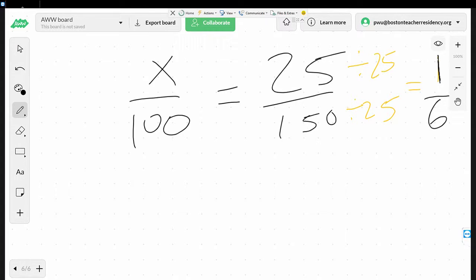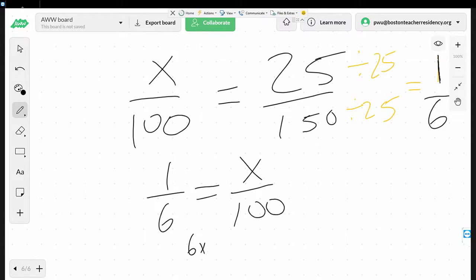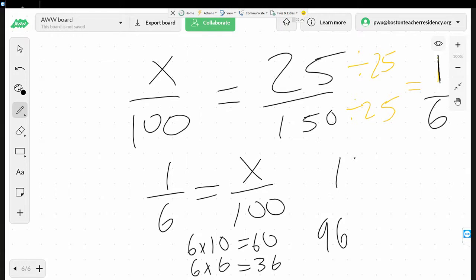Now this is where it gets a little tricky. So we have 1/6 is equal to x hundredths. But is 6 a factor of 100? I don't think it is. So we're going to find something close. So we know 6 times 10 is 60. So we need 40 more. We know 6 times 6 is 36. So together that's 96. So if x was 16, that'd be 96.